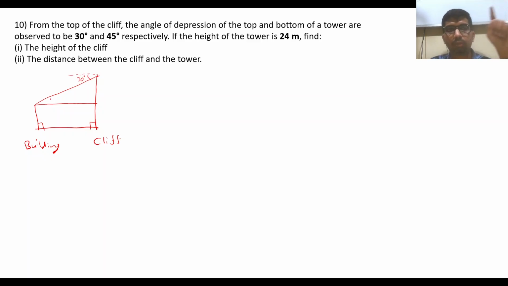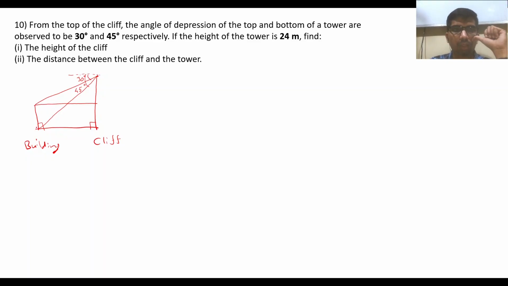He's first looking at top of the building, which is how much? 30 degree. And now he's looking at the bottom of the tower, the angle of depression of bottom of tower. He's looking more down. तो more down कितना हो जाएगा? 45 degree. Getting it? तो ये है 45 degree.